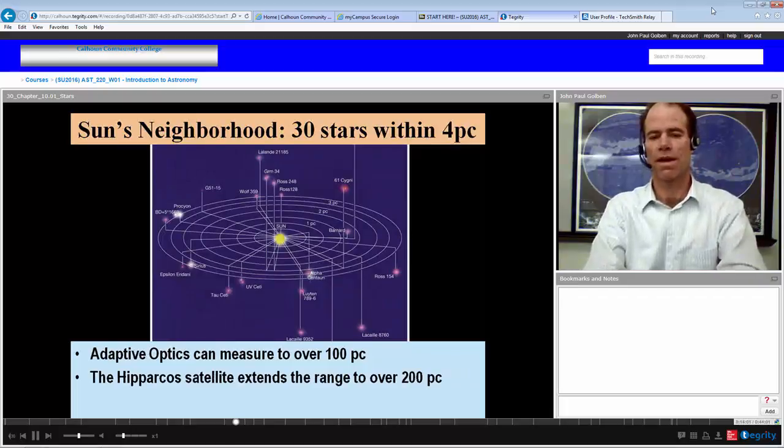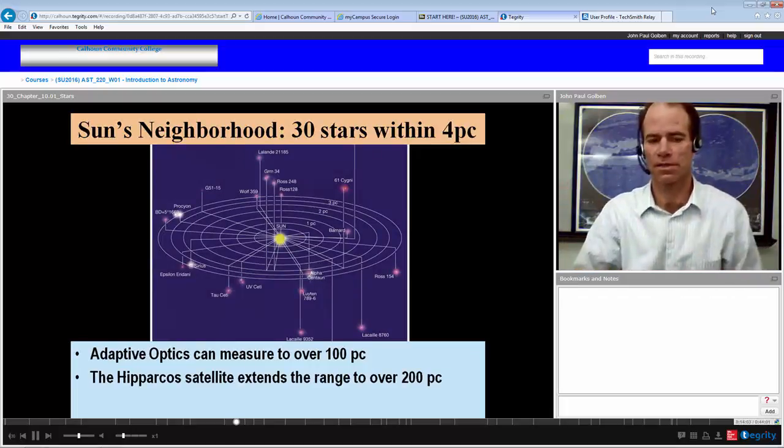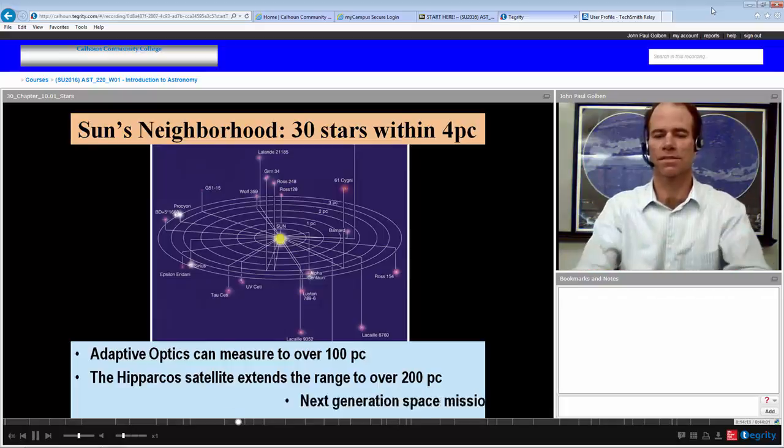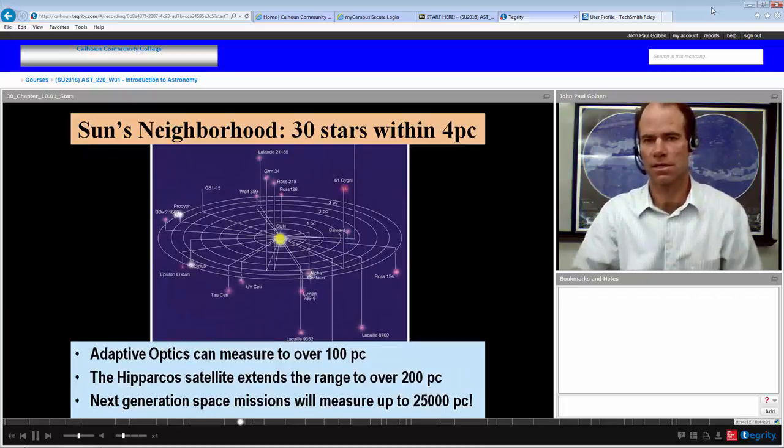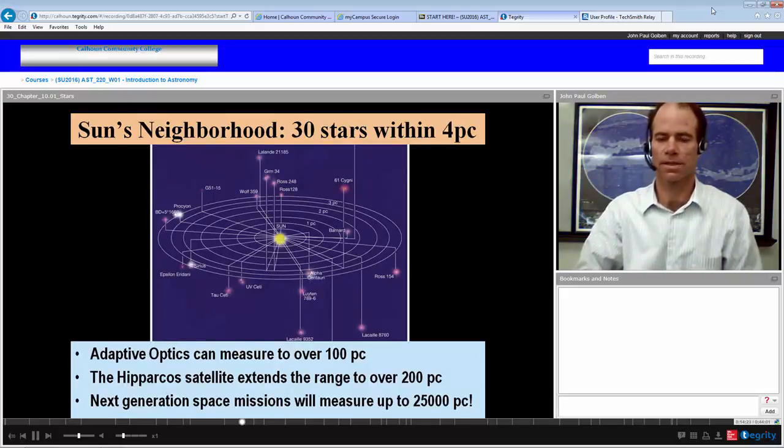We can do better if we go outside the Earth's atmosphere. The Hipparchus satellite, which is measuring distances to stars, can extend the range to over 200 parsecs, so twice as much. And hopefully in the near future, we'll have space missions that can send out telescopes that can measure up to 25,000 parsecs away, or that would be close to about 100,000 light years.